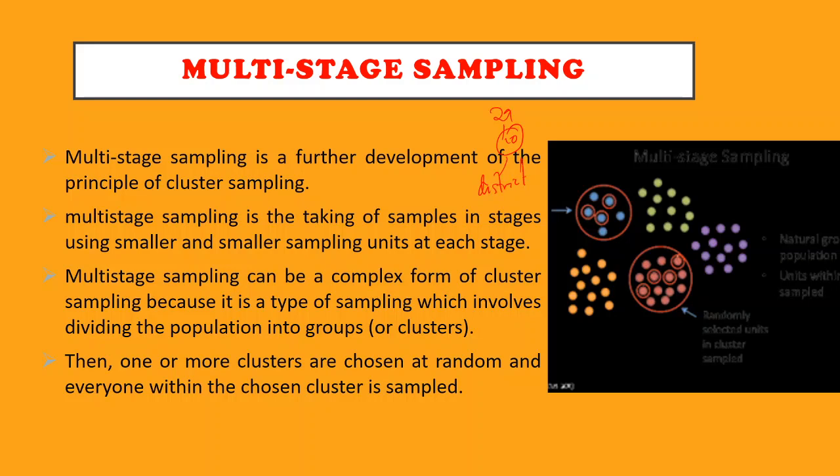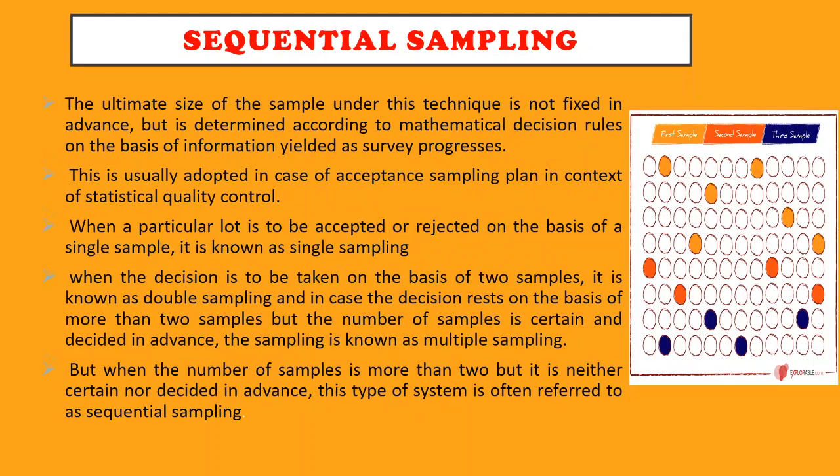Then in your third stage, what you will do? You will identify certain towns, and from these towns you will collect data. So this is like a stage by stage data collection. That is what multi-stage sampling.